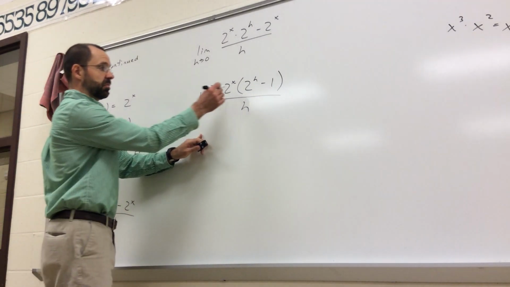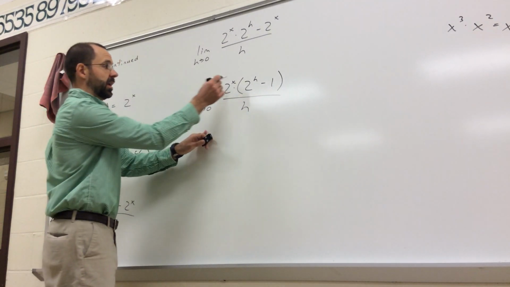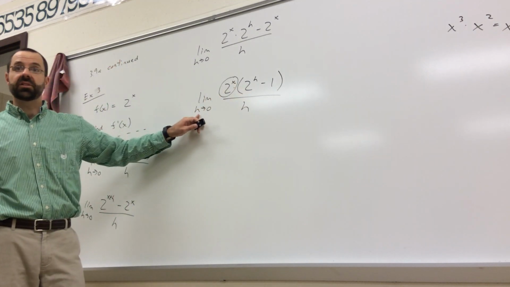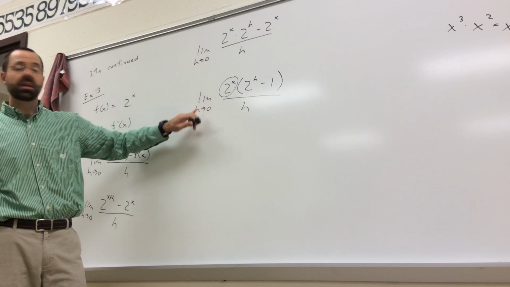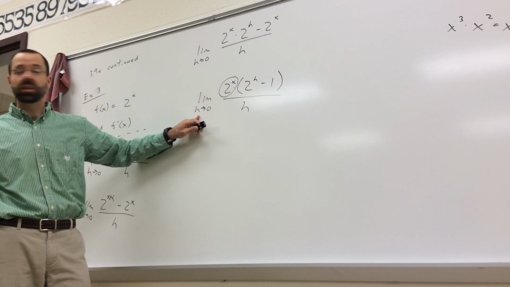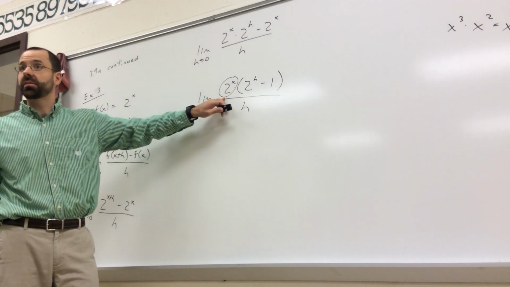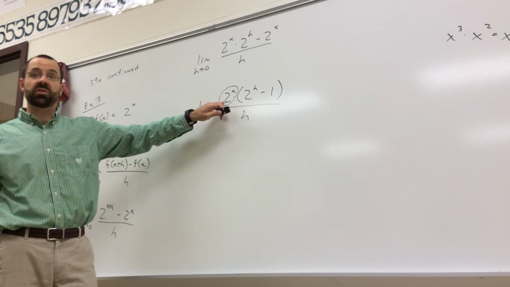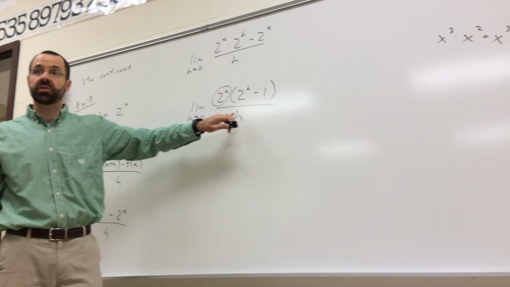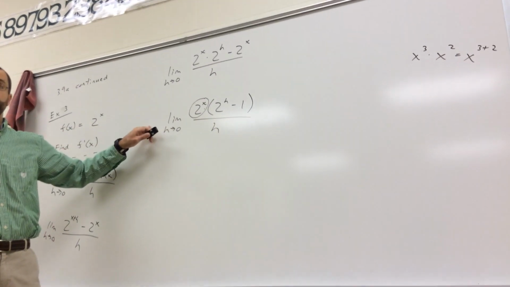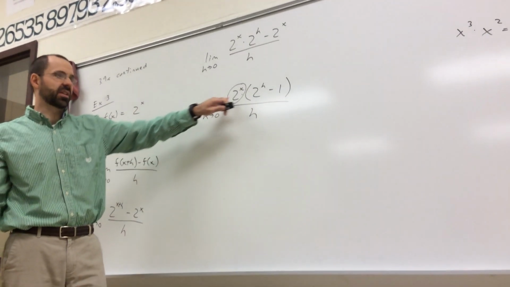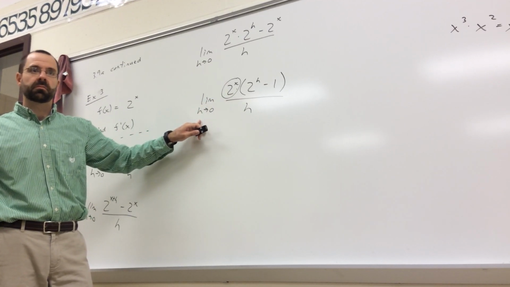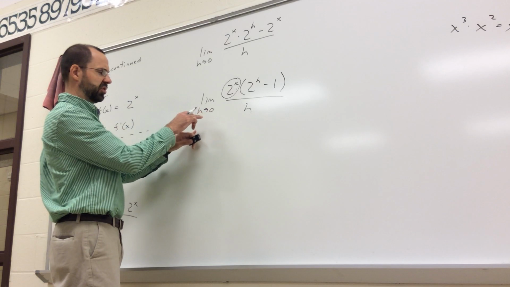All right, now this is multiplication right there. And this piece of it doesn't have anything to do with h. It's just 2 to the x. So as far as h is concerned, this is a constant. And the limit, when you have the limit of a constant times a function, you can bring the constant out front. Or you can take the limit of the constant and just get the constant. Okay, so I'm really distributing the limit.